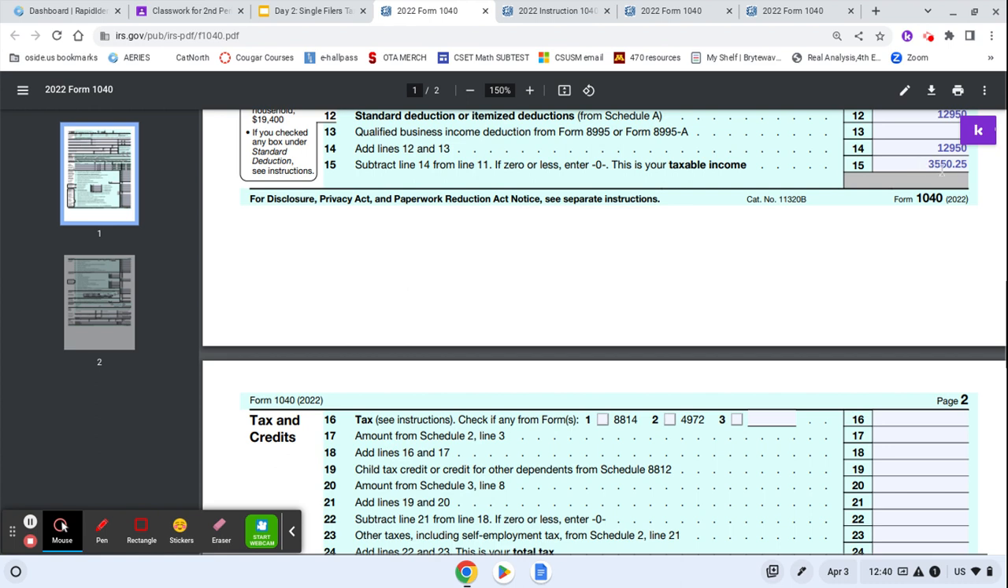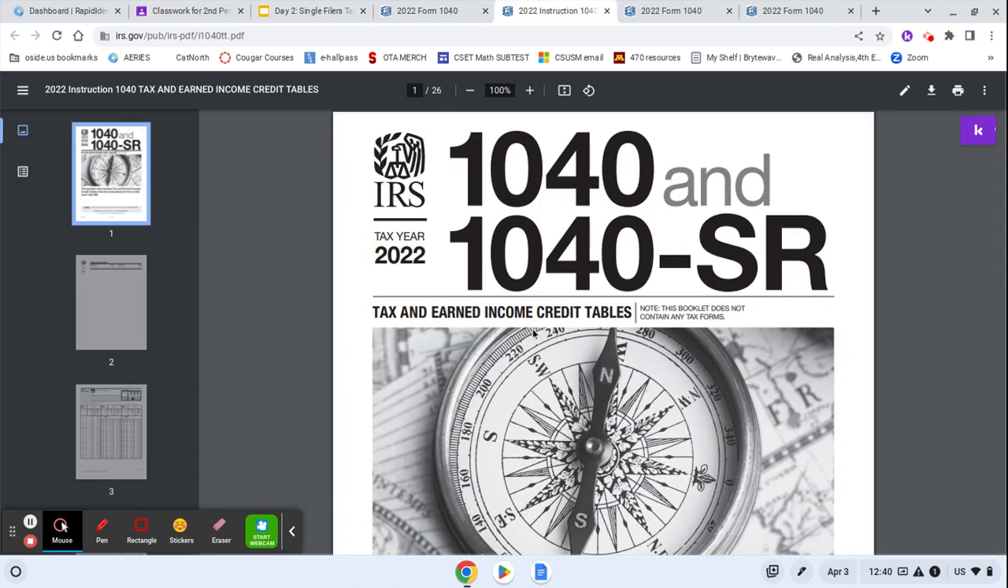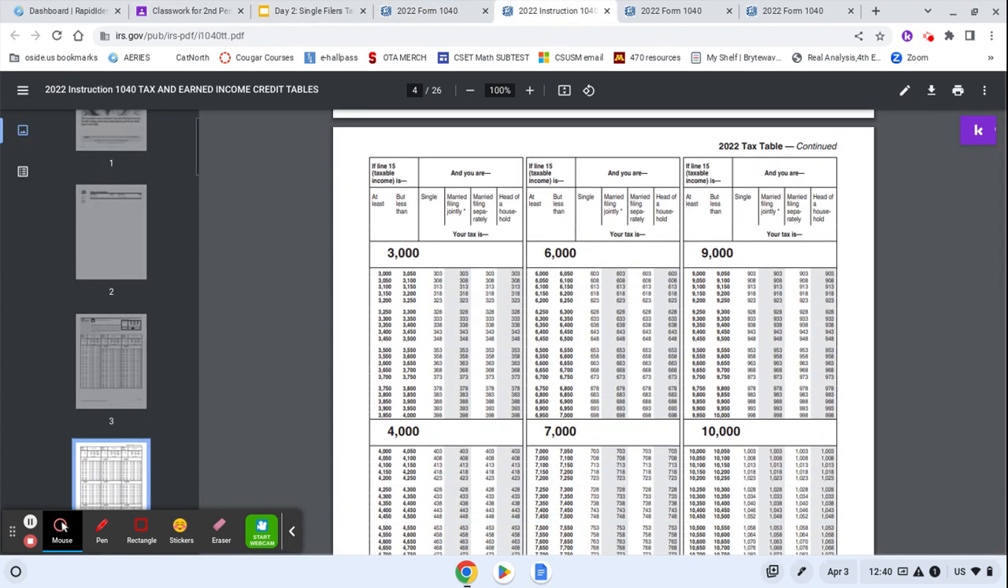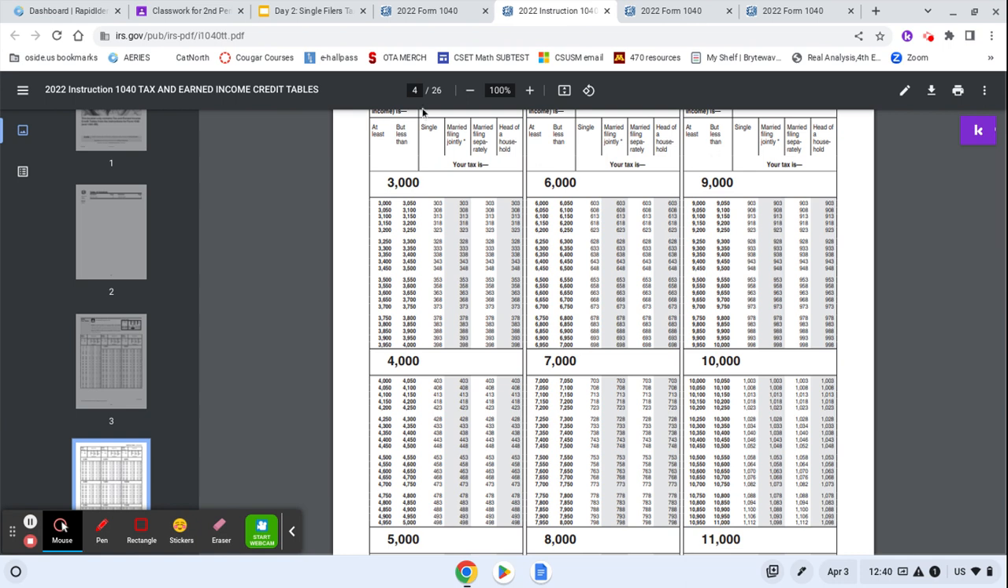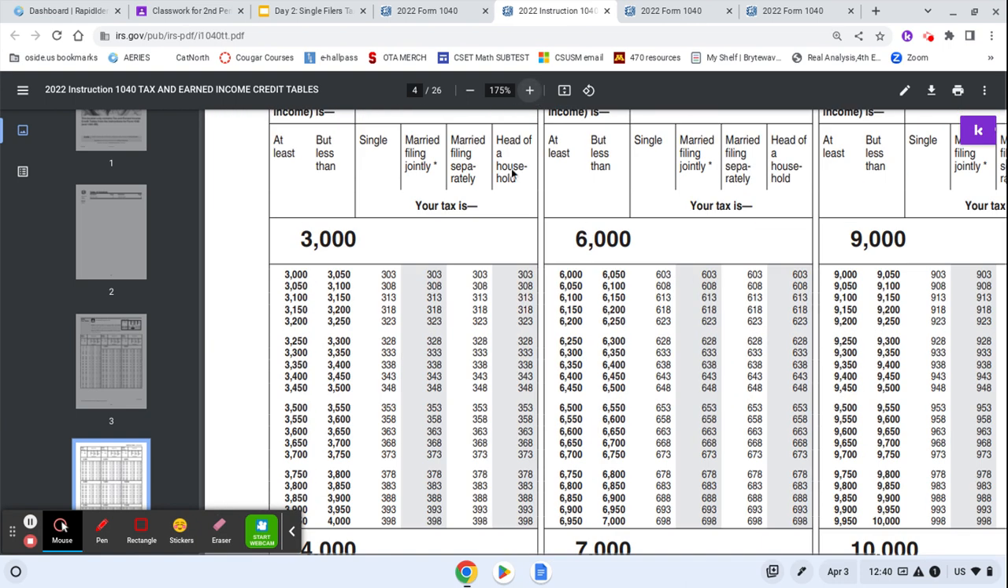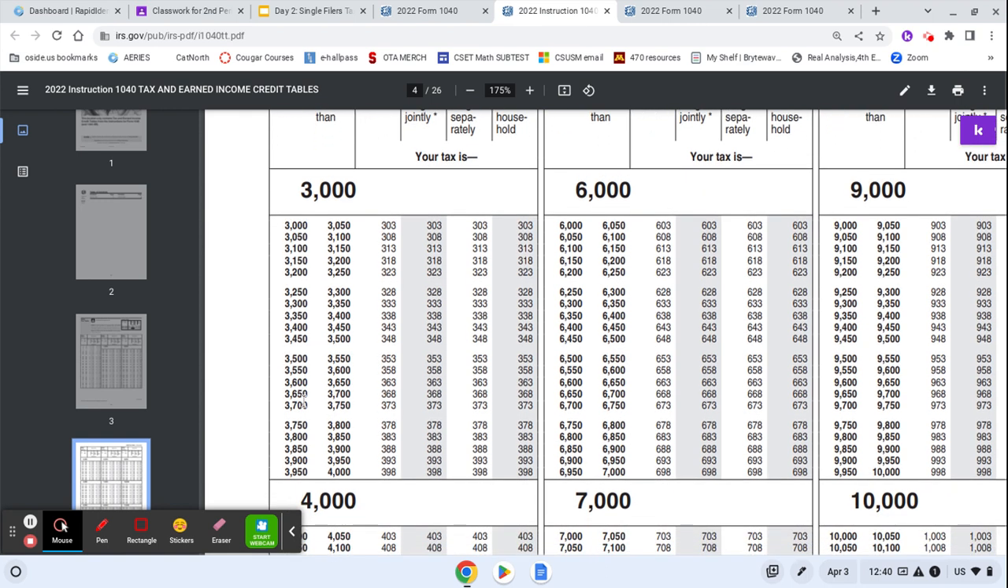We have a tax amount now at the bottom on line 15 of $35,550. Now is the moment I go look this up on the tax table. To get line 16, the amount of my tax, I need to go to the tax table. So I'm going over here to look up $35,550. I go to the 3,000 box. I look up $35,550, and I notice it occurs on two lines.